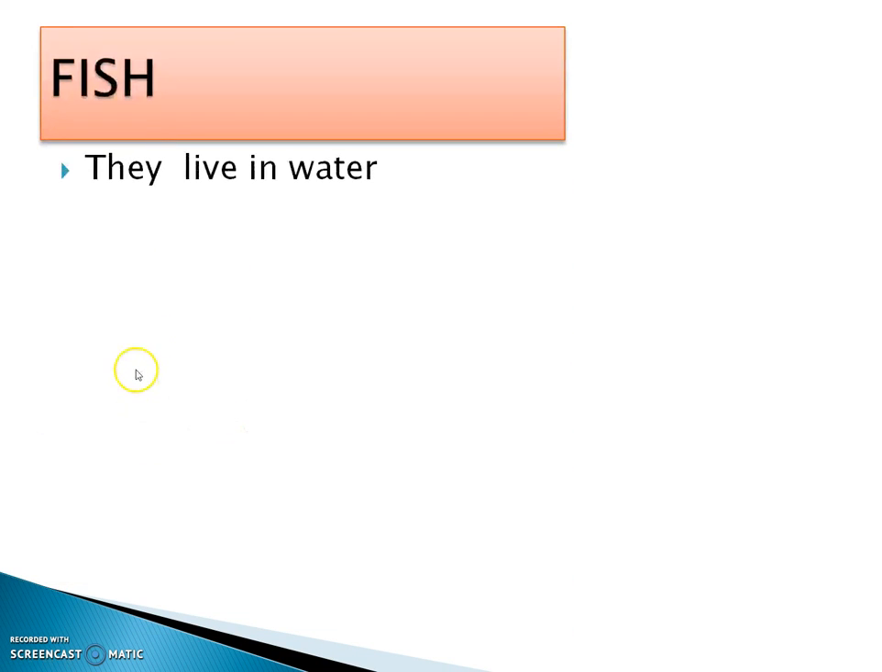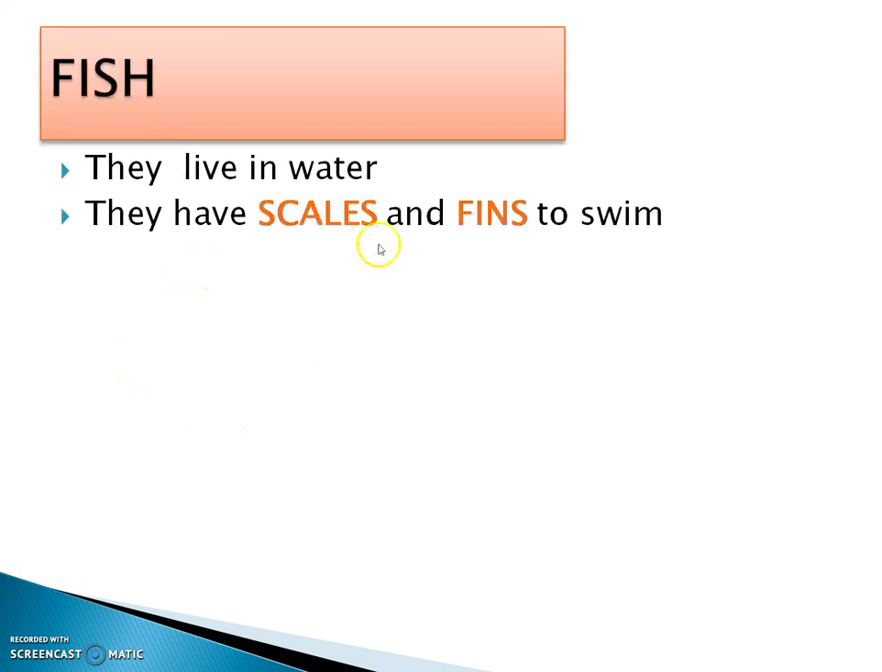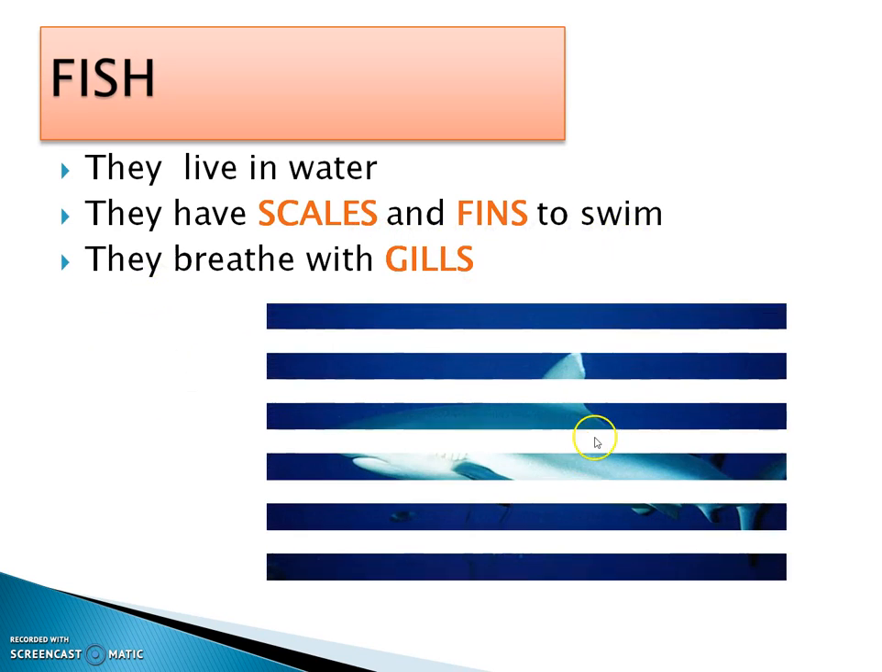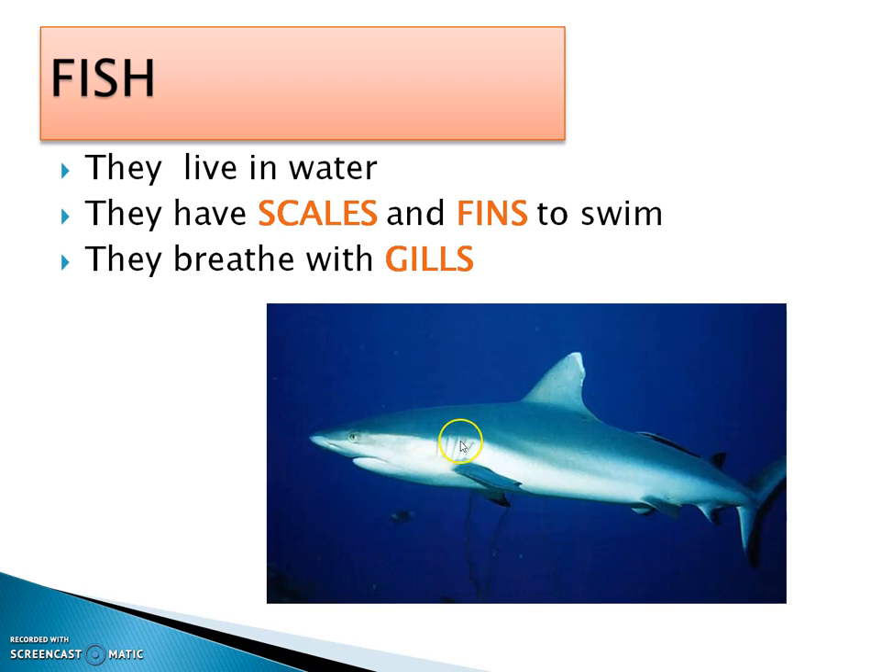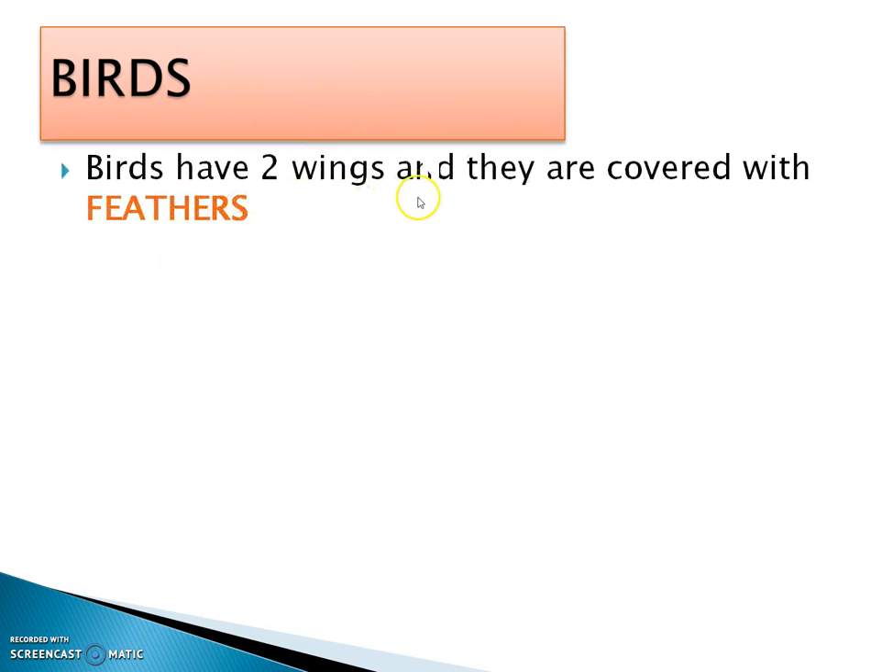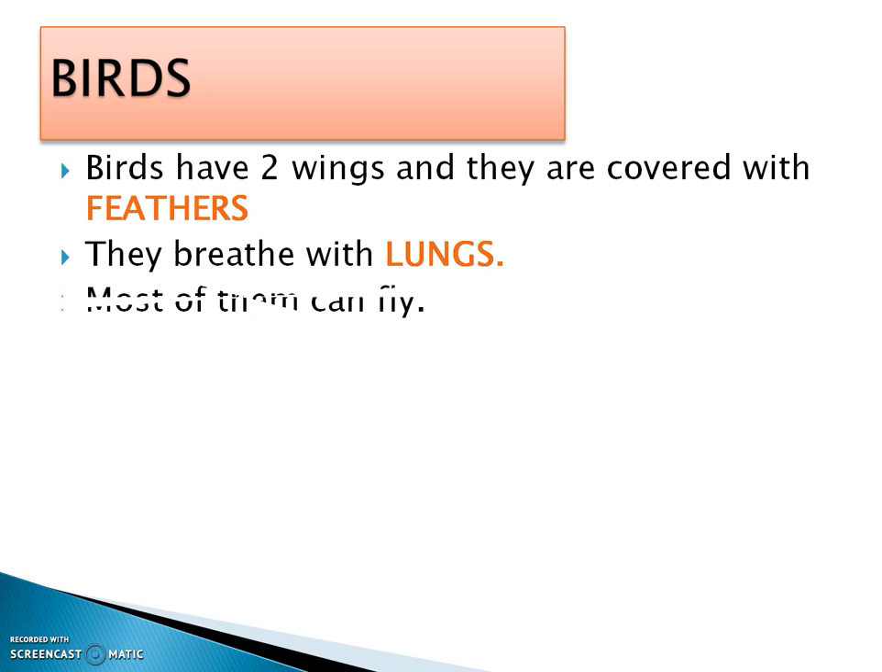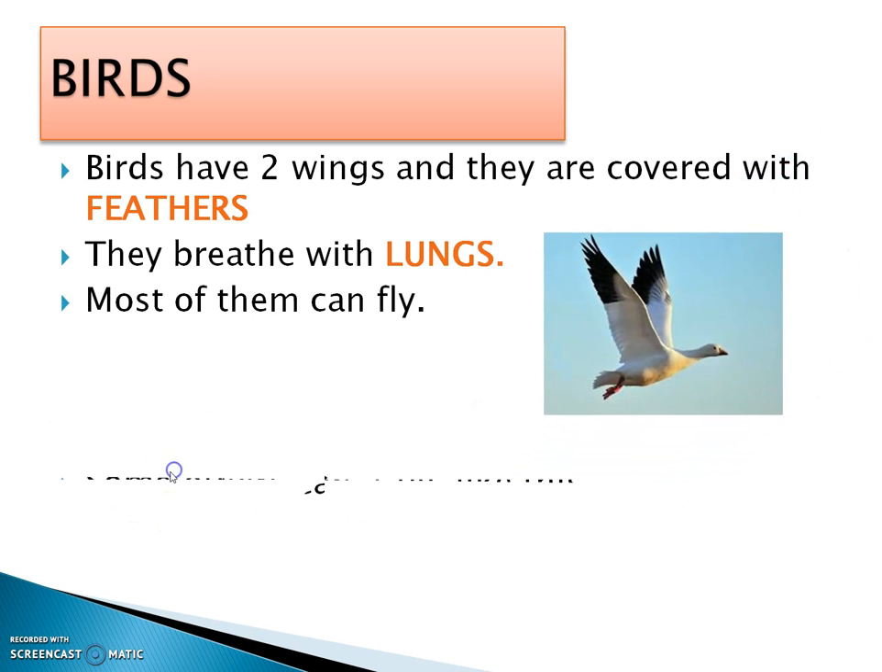Next group, fish. They live in water. They have scales and fins to swim, and they breathe with gills. Look at the gills of a shark and the fins. Next group, the birds. Birds have 2 wings and they are covered with feathers. They breathe with lungs. Most of them can fly like this goose.